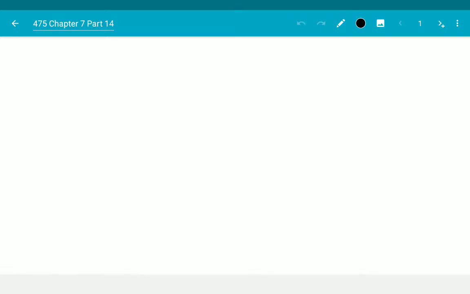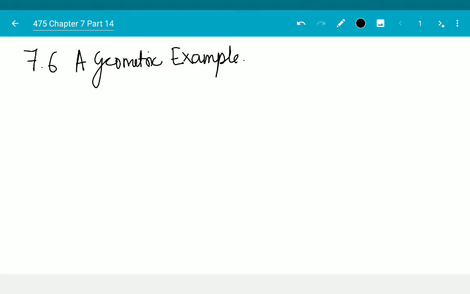So let us end chapter 7 with a geometric example in section 7.6. Geometric example. And to look at such an example, we need to define what a convex subset is.